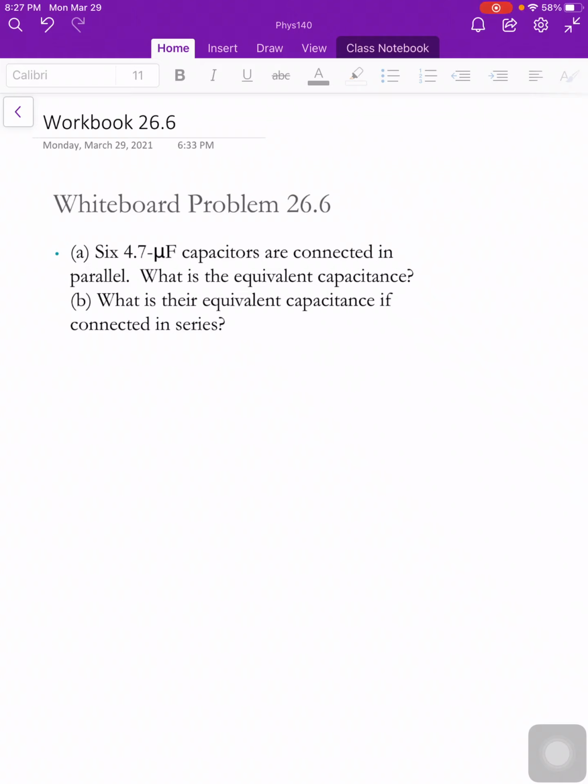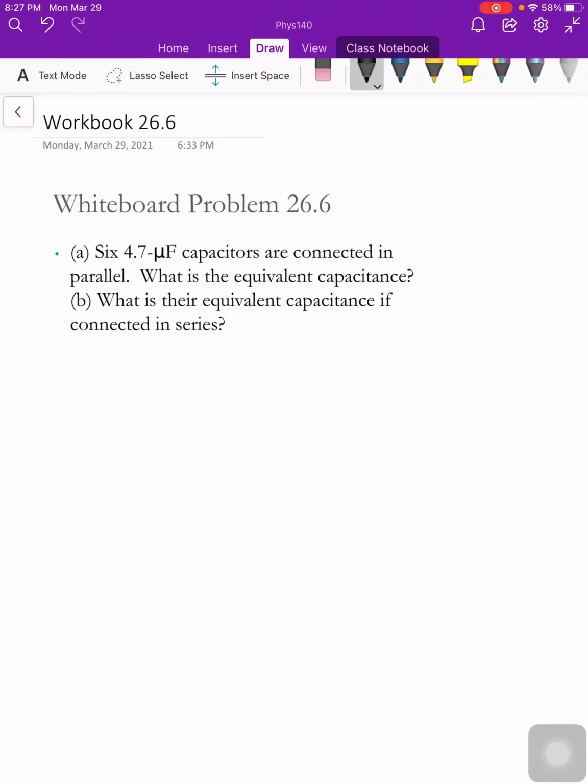This problem is about 6 capacitors that are connected in parallel. And the question asks, what is the equivalent capacitance? And then part B says, what is their equivalent capacitance if connected in series? Okay, so we'll start with A.